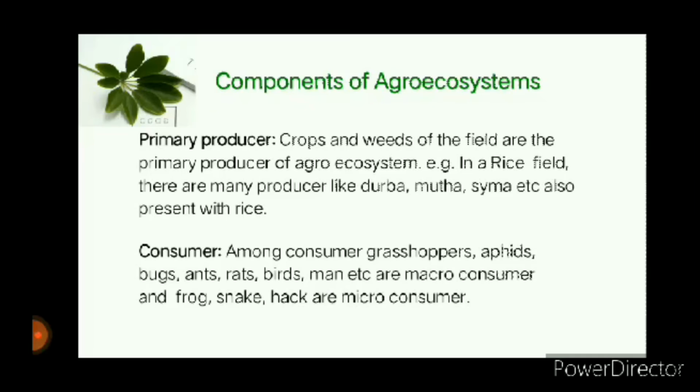Next is the consumer. Among consumers, grasshopper, aphids, bugs, ants, rats, birds, man, etc. are macro consumers. The frog, snake, hat are the micro consumers. So this type of consumers can give a negative impact on soil and crops, and also can spread infection to your property such as the land, the soil, animals, etc.